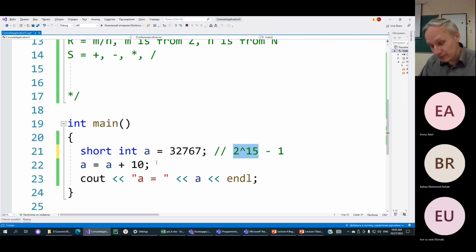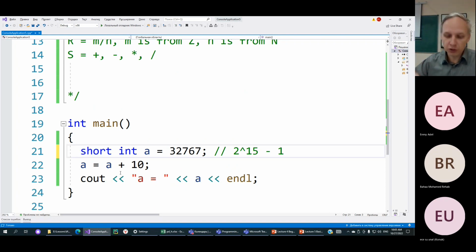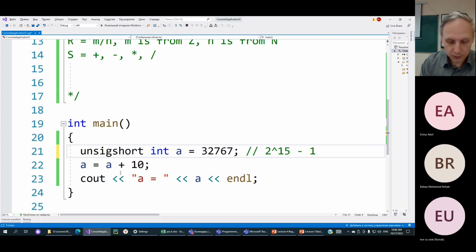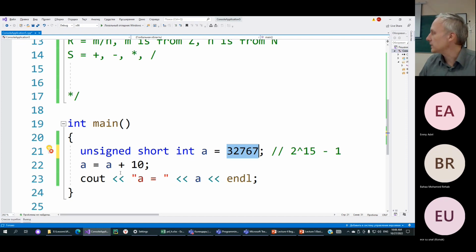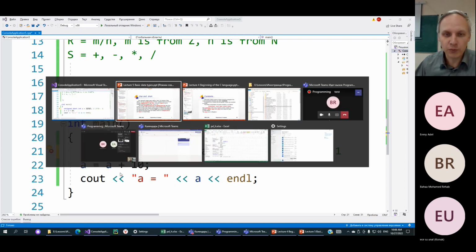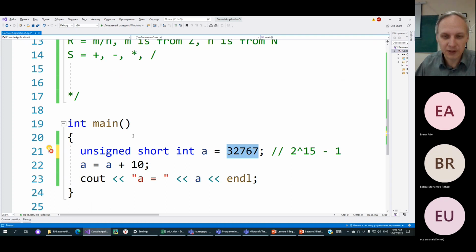Well, maybe I don't want to go into further details. I just want to stress that instead of int, there are several other integer data types, like short int or unsigned short int. Unsigned short int, we can use this type for small positive numbers from 0 up to 65,000.